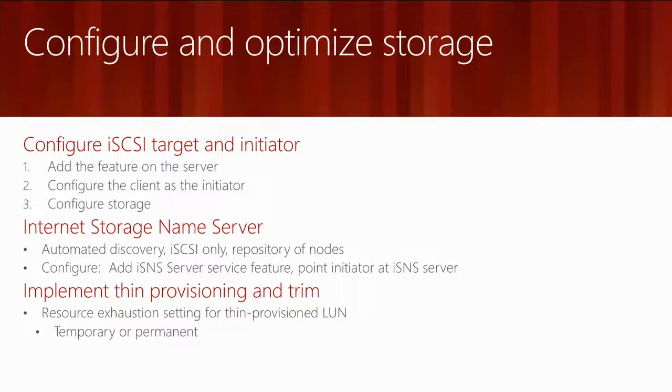So configure and optimize storage. One of the things on the exam is configure the iSCSI target and initiator. You got to add the feature. These are the steps, basically. Add the feature, configure the client, and configure storage. So when you configure the client, anybody remember how to configure the iSCSI client for the first time? As far as where would you go?